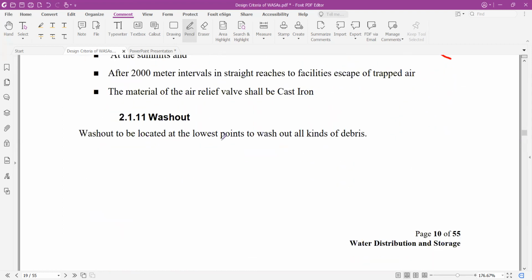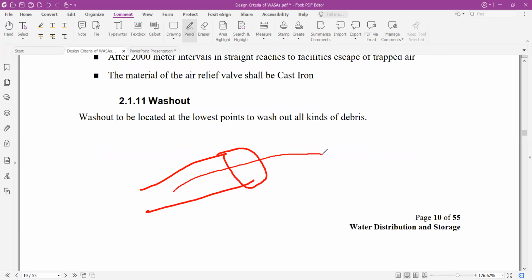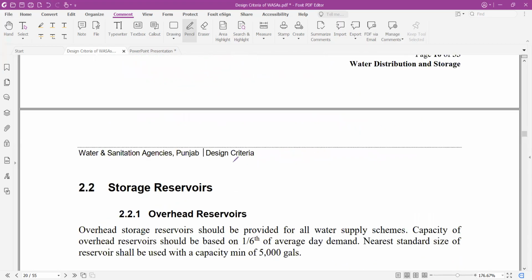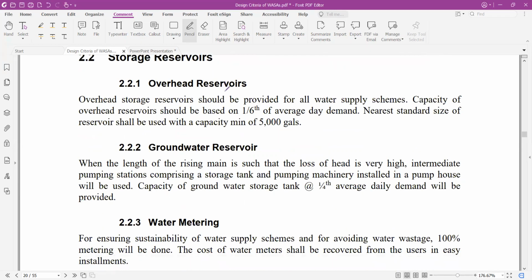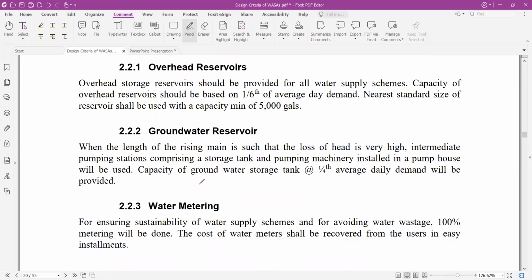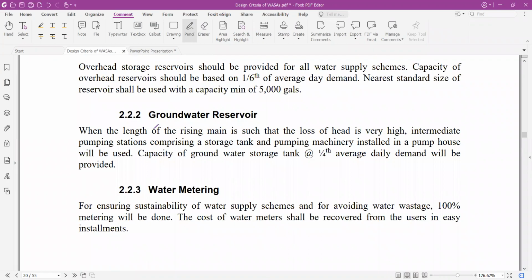Washout to be located at the lowest point to wash out all kinds of debris. Washouts or plugs or sluice valves are mostly installed at the dead ends in order to remove the water at the dead ends. Storage reservoirs, overhead reservoirs, groundwater reservoirs, and water metering: I think I don't need to discuss these, I have already discussed these types of things with you.